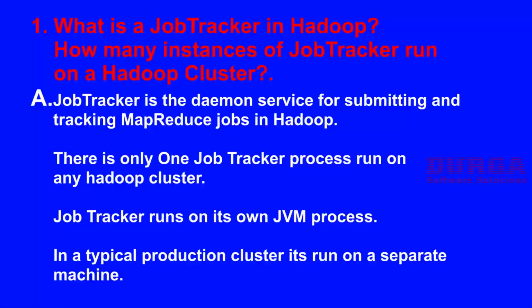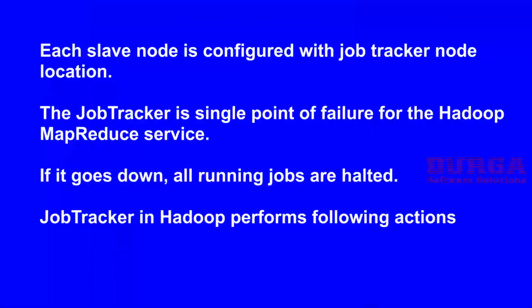JobTracker runs on its own JVM process. In a typical production cluster, it's run on a separate machine. Each slave node is configured with the JobTracker node location. The JobTracker is a single point of failure for the Hadoop MapReduce service. If it goes down, all running jobs are halted. JobTracker in Hadoop performs the following actions.